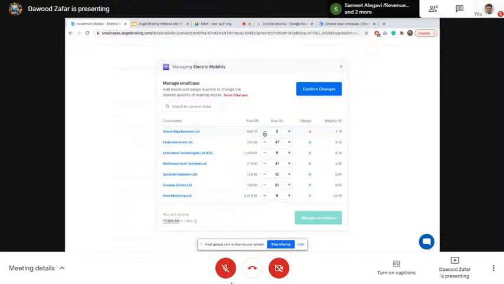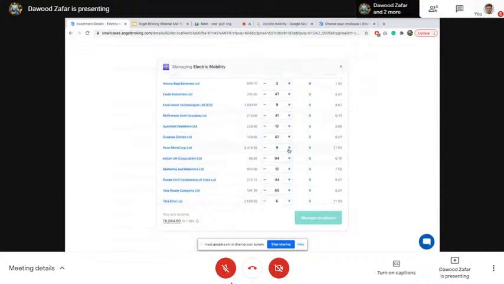If I click on this manage, you'll be able to see we'll be removing 9 stocks of this stock. And if I think this stock may perform, I'll be removing that stock plus I'll be adding more stocks.